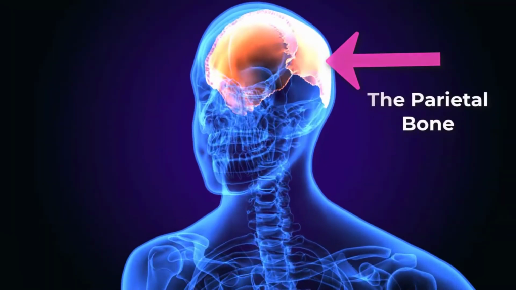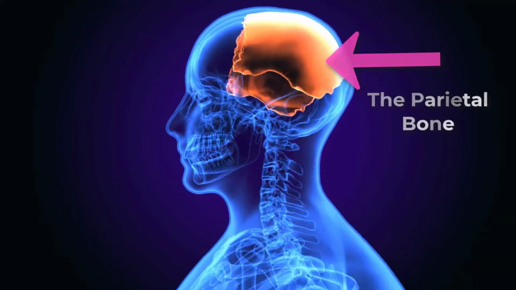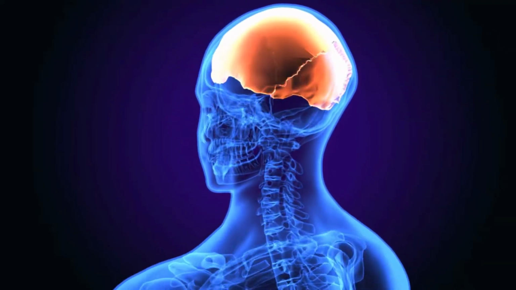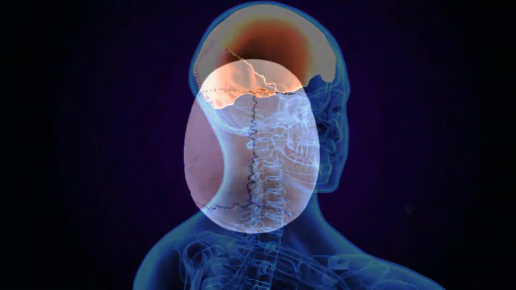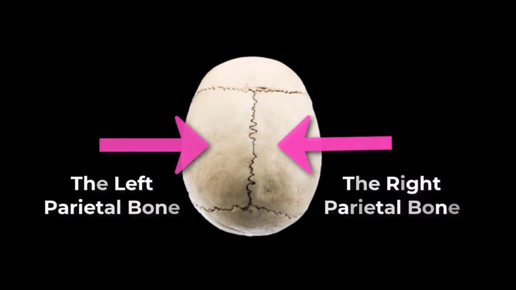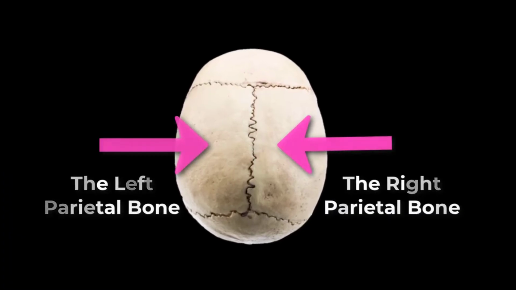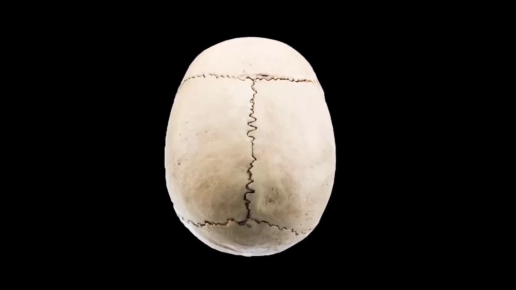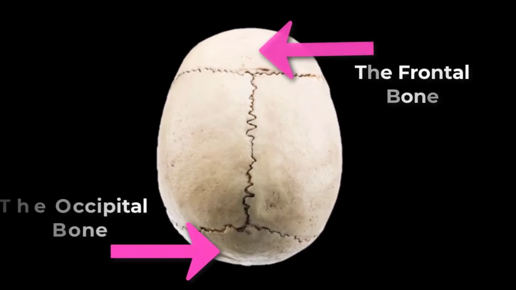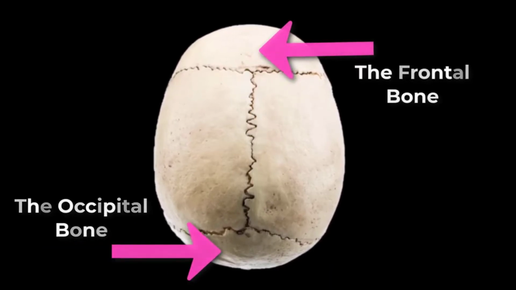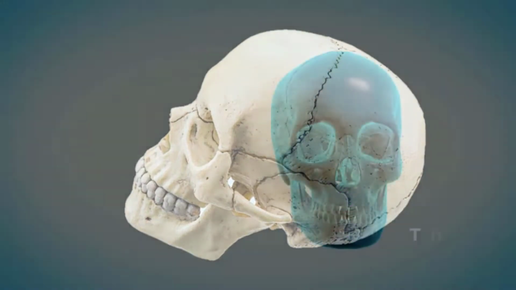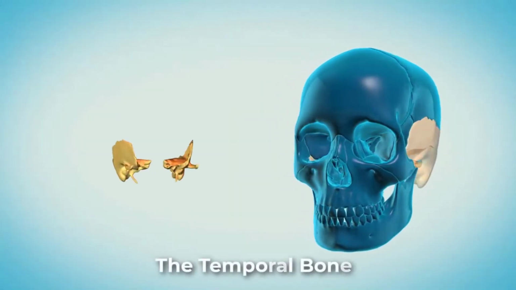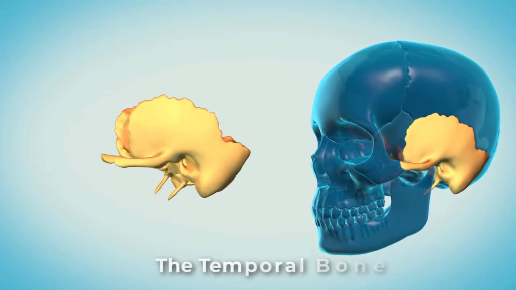The parietal bone forms most of the upper lateral side of the skull. These are paired bones, with the right and left parietal bones joining together at the top of the skull. Each parietal bone is also bounded anteriorly by the frontal bone, posteriorly by the occipital bone, and inferiorly by the temporal bone. The temporal bone forms the lower lateral side of the skull.